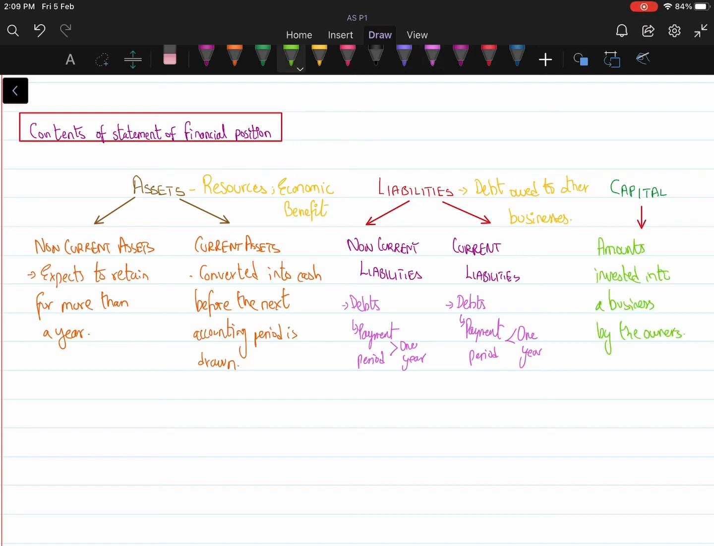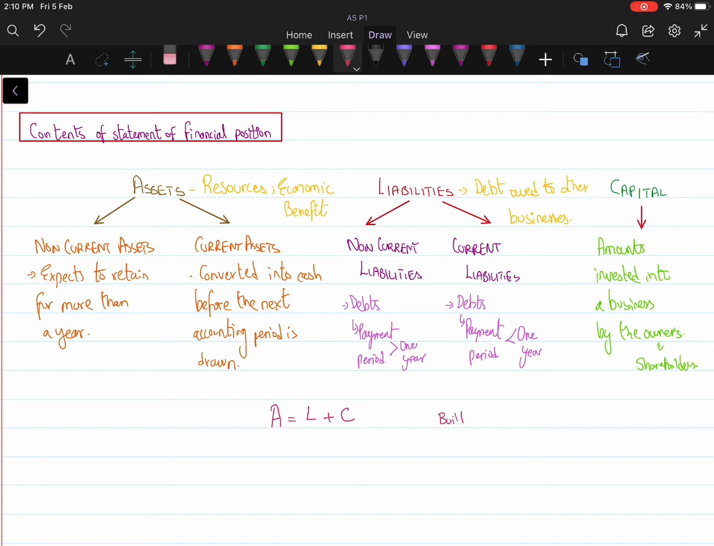Coming on to the third one, that is capital. And capital refers to the amounts that are being invested into the business by its owners. And in the context of a company, since we are studying in the context of a company, it may refer to the amount that is invested into the business by the shareholders. Whenever shareholders buy the shares of your company, they give you money. And that money is known as share capital. So these are the three different heads of accounts which follow a certain equation, and the accounting equation is that assets would equal the total amount raised by liabilities and capital.